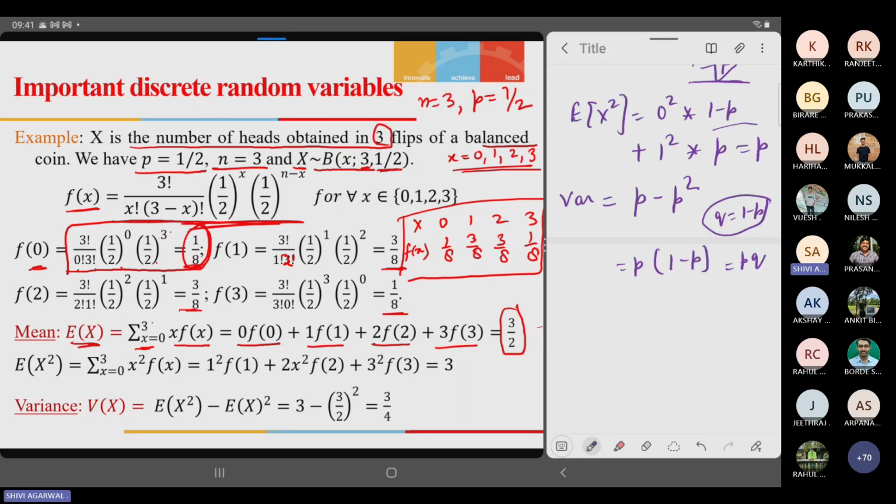What is the power x? Here 1 by 2 to the power x and 1 by 2 to the power n minus x. This is the formula of the binomial distribution. The derivation of the formula is not in your syllabus. It is a little bit involved, with so much mathematics. We have to apply the binomial theorem. So we are not using the formula here.